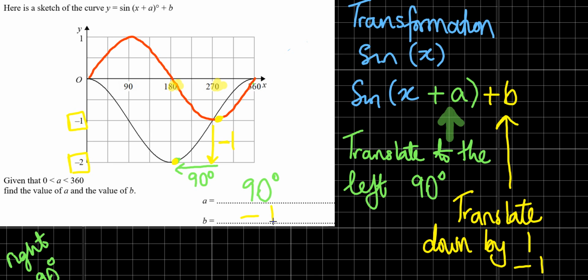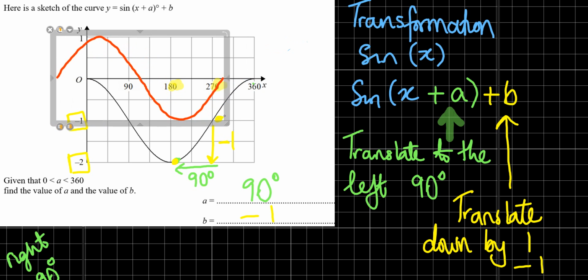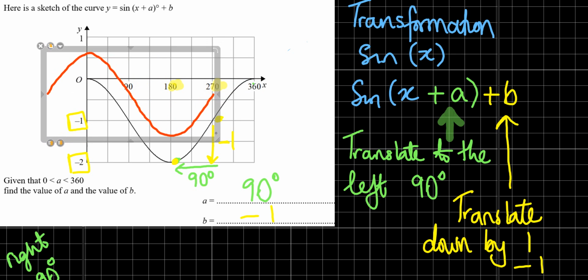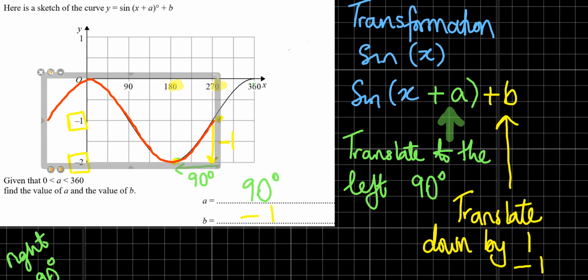So that's -1. And then if we double check, obviously in the exams you would probably have a tracing paper and you can check. I've moved it to the left by 90 degrees. I've moved it down by 1. So that's the translation. So it means that a is 90 and b is -1.